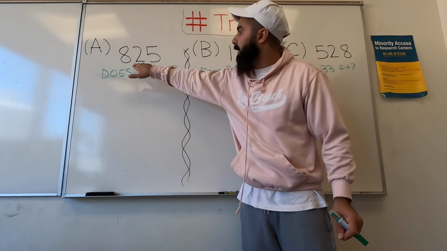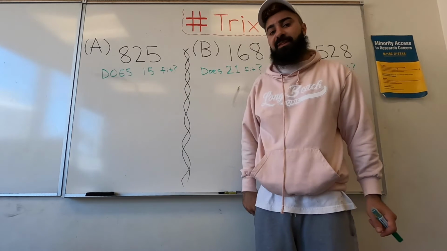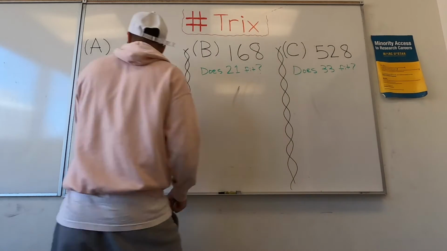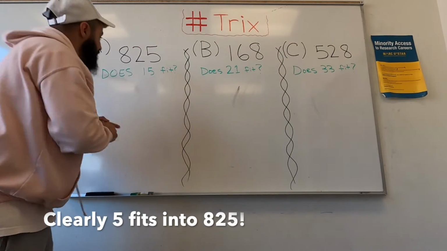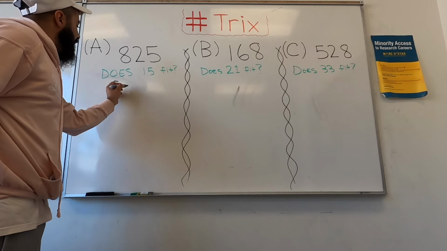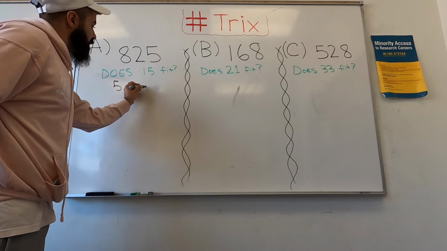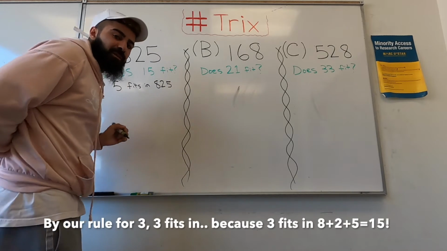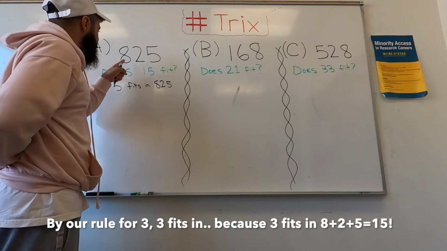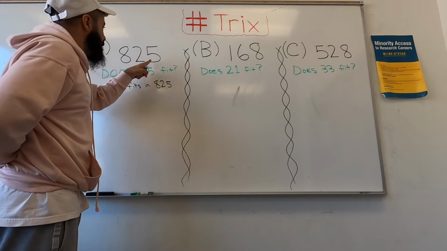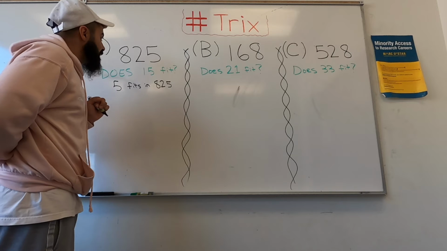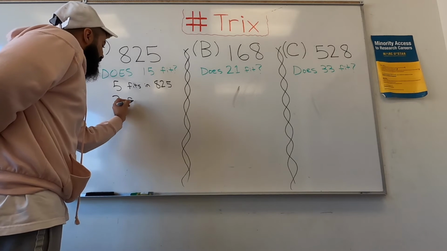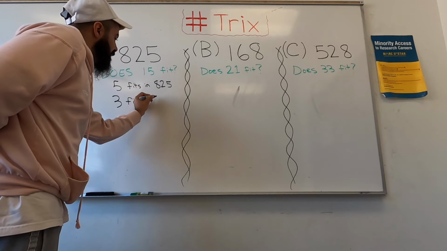For example, 825, we want to know if 15 fits inside. However, we know 825 ends in a 5, so we know 5 goes in it, so we know 5 fits in 825. And from our video on divisibility rule for 3, if we take 8 plus 2 plus 5, that equals 15. And 15 is divisible by 3, so 825 is divisible by 3. So 3 fits in 825.